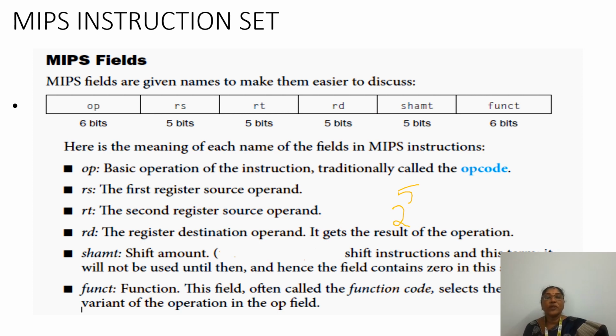For example, if you are going to do the arithmetic operation, for that the opcode you are going to give is 0. Whereas in that arithmetic operation, what is the category we are using, whether you are going to use addition or whether you are going to do the subtraction, you have to differentiate by means of using the function.